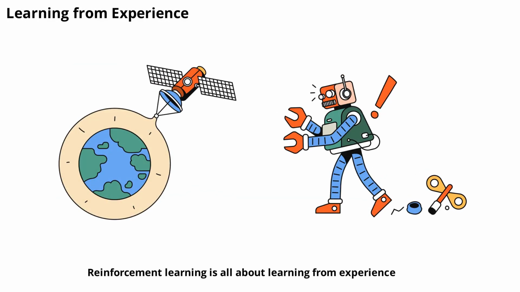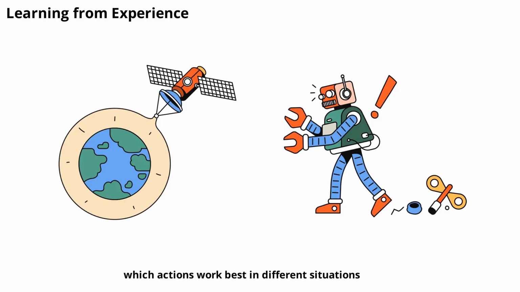Reinforcement learning is all about learning from experience. The agent collects data by interacting with the environment, then uses this data to improve its policy. Over time, the agent builds up knowledge about which actions work best in different situations. This process is similar to how humans and animals learn through trial and error, gradually refining their behavior based on outcomes.